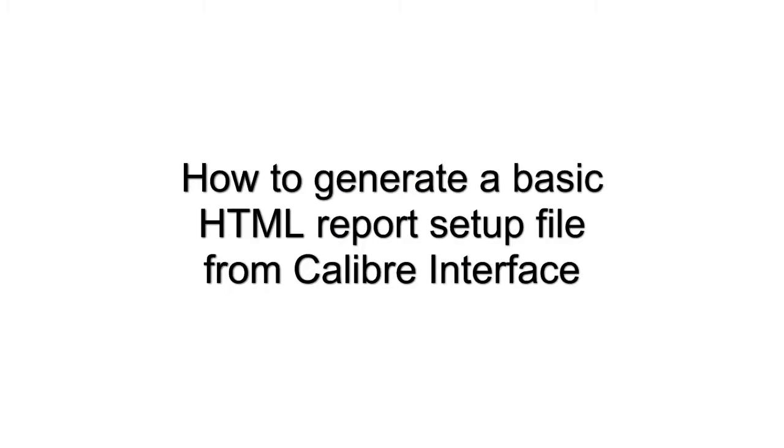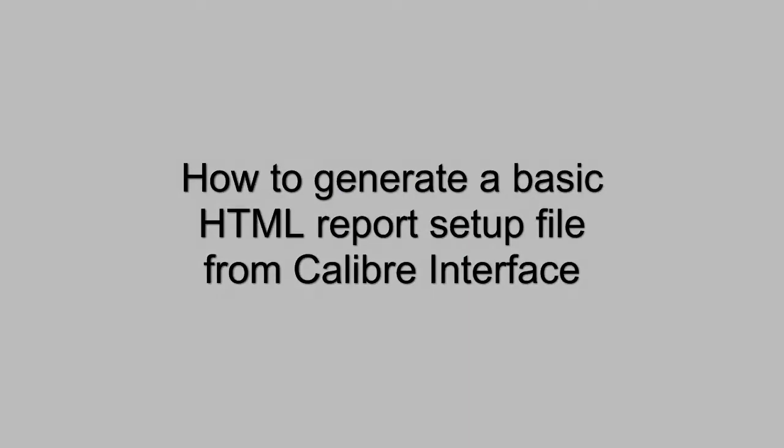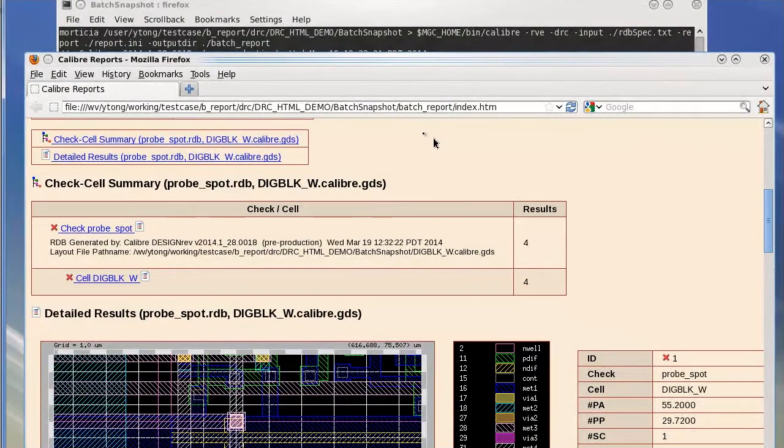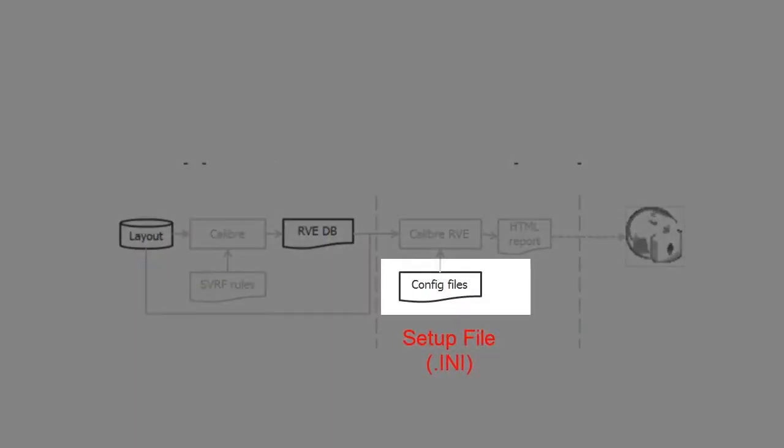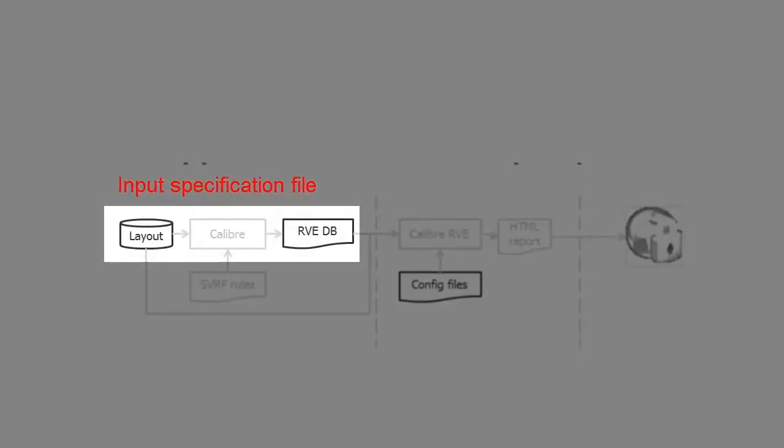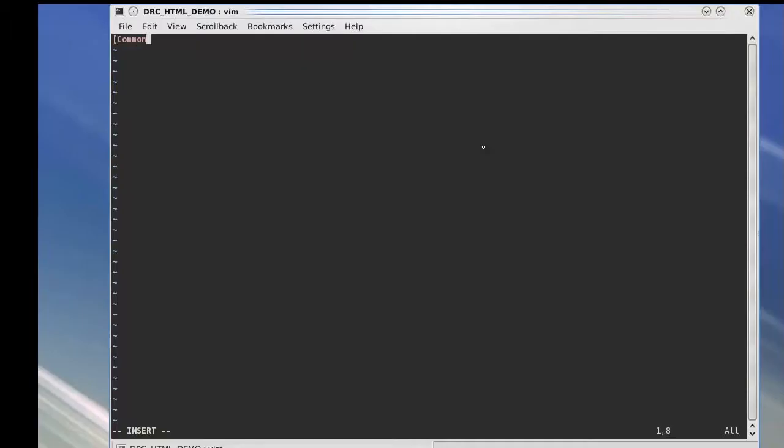Calibre HTML reporting function can generate reports to be read by anyone with a web browser. To create a report, the user needs to have a setup file and an input specification file and run it in batch mode.